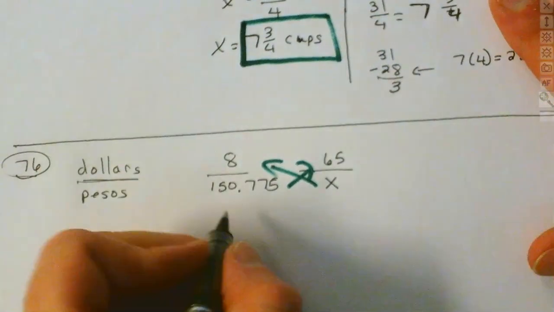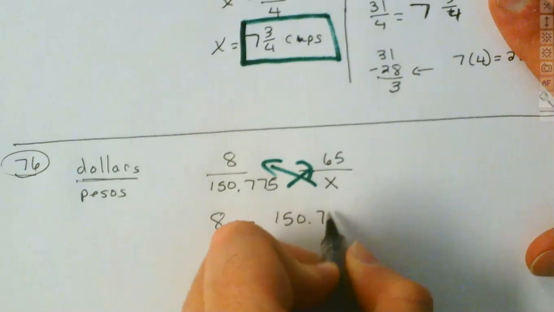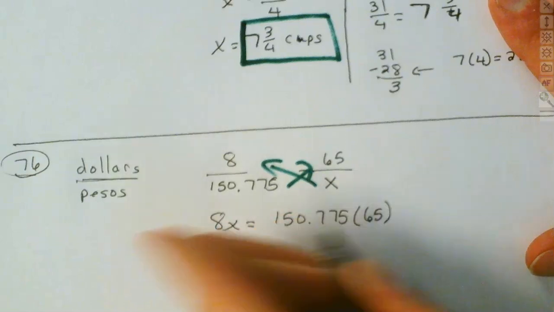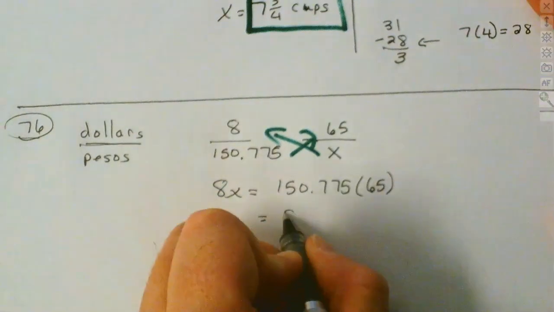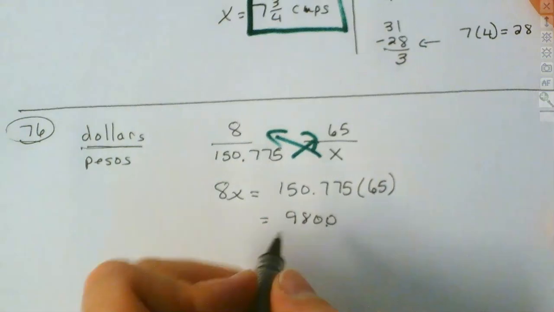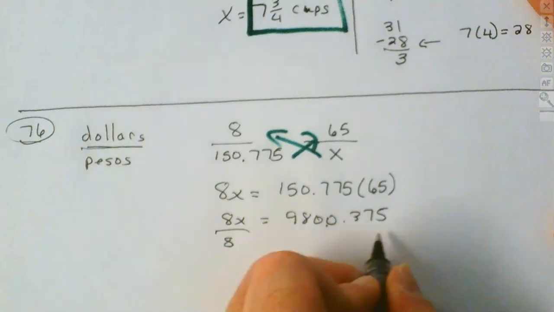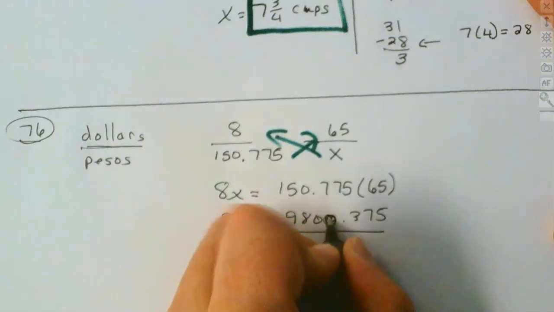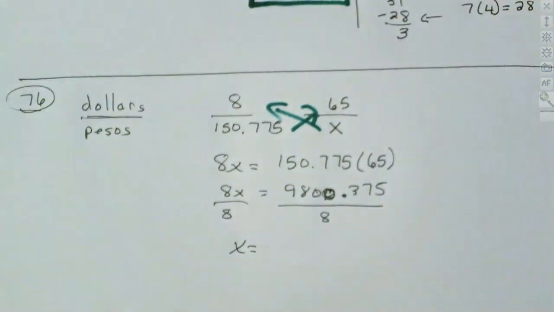And that's going to give me now 8x equals 150.775 times my 65. So simple enough there. 150.775. We're going to multiply that by 65. And that gives me 9,800.375. And that's going to equal 8x. Divide by our 8. And how many pesos do I get now? I'm going to divide that by my 8.